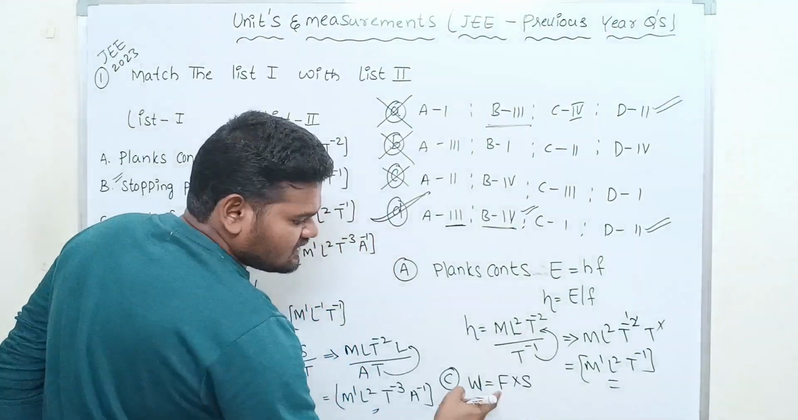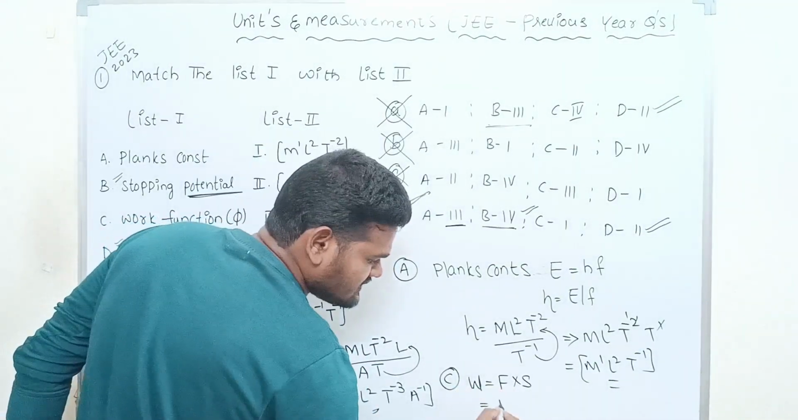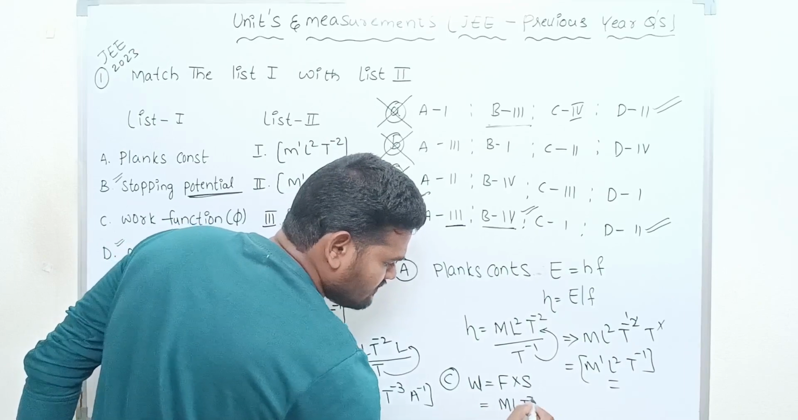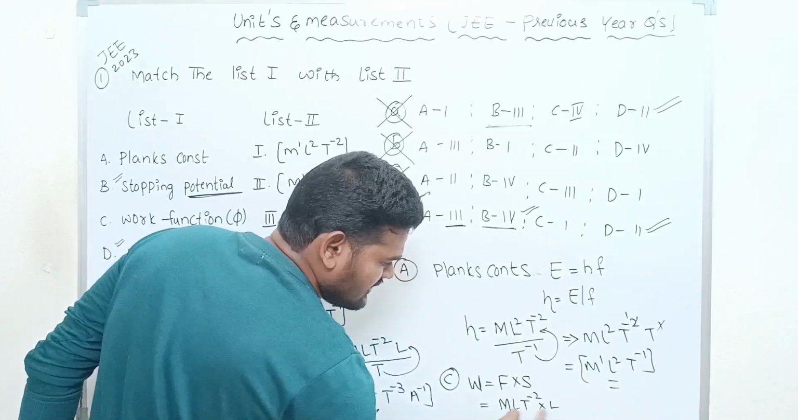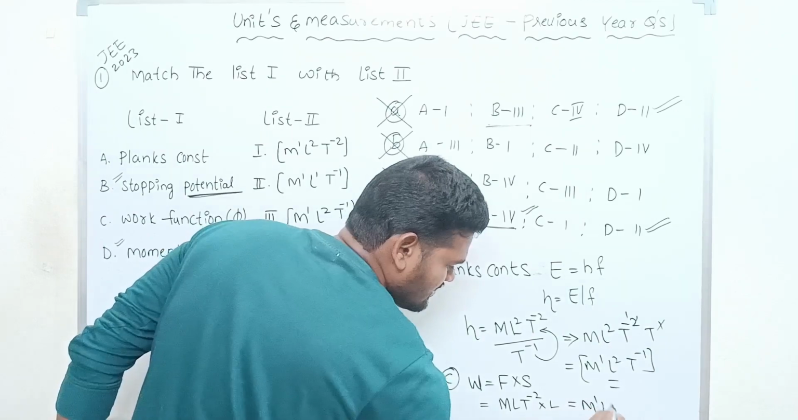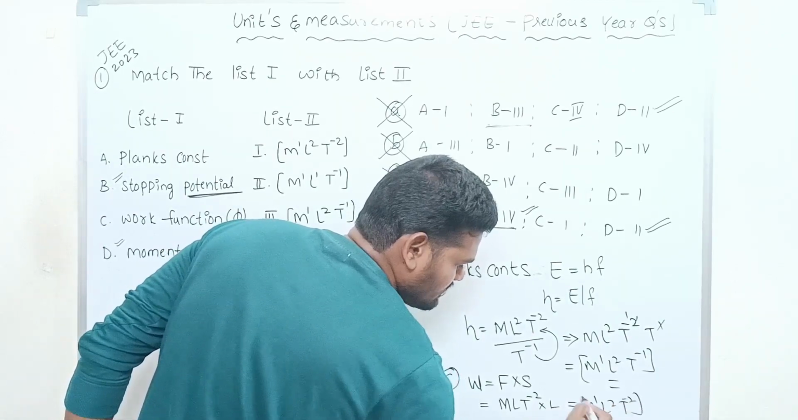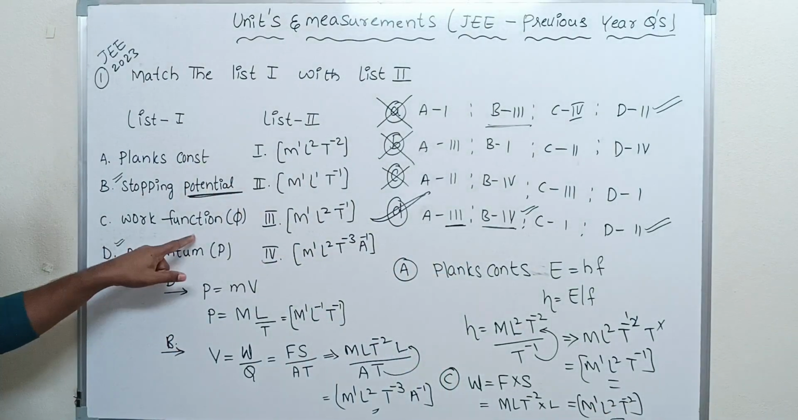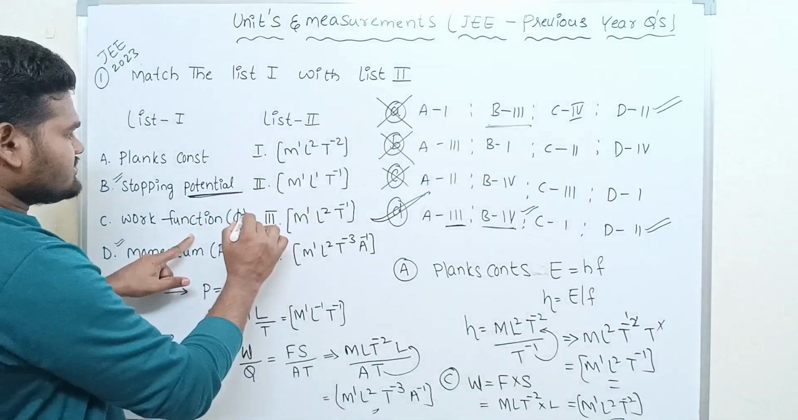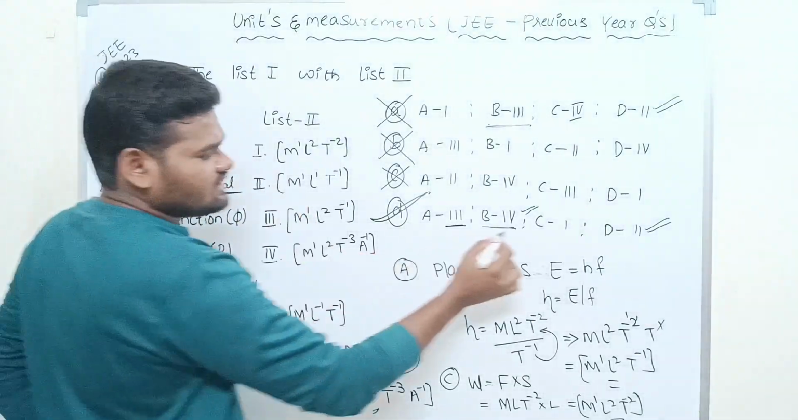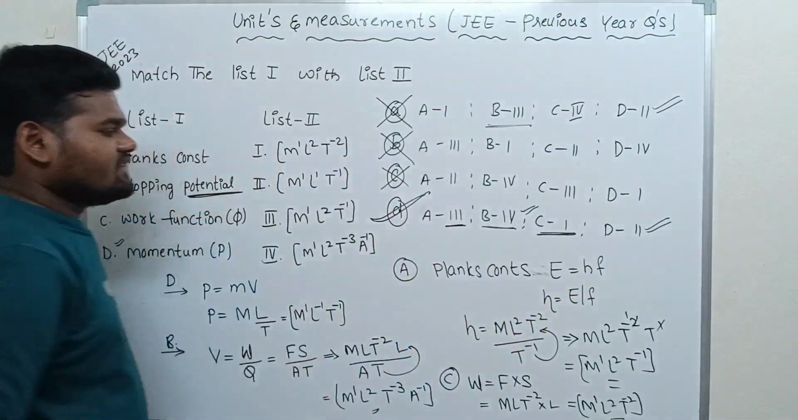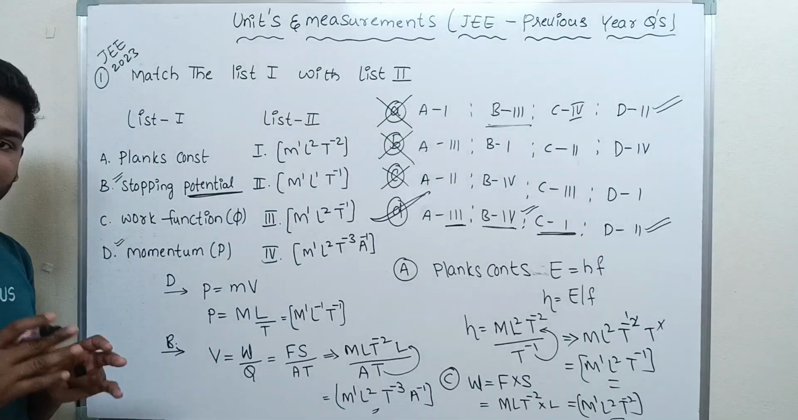F means force, force means mass into acceleration, M into L T power minus 2, that is M power 1 L power 1 T power minus 2. So the given option is what? D is the correct answer.